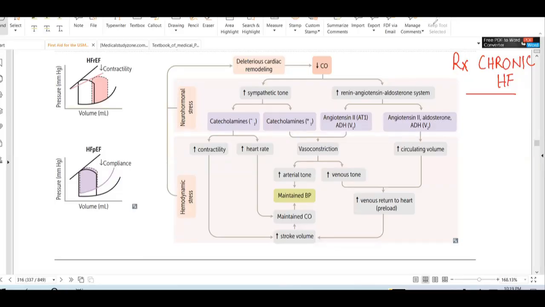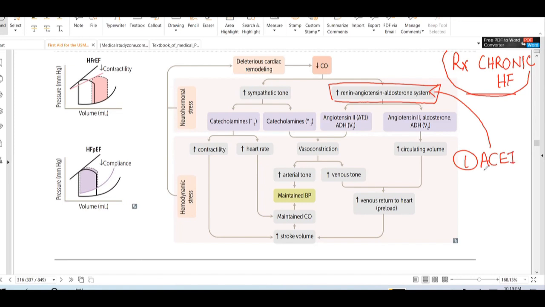If you understand the pathophysiology of heart failure, now I am going to discuss the classes of drugs used in chronic heart failure. The first drugs block the renin-angiotensin-aldosterone system. There are two drugs: angiotensin converting enzyme inhibitors and angiotensin receptor blockers. Another drug that blocks aldosterone action is an aldosterone antagonist like spironolactone.